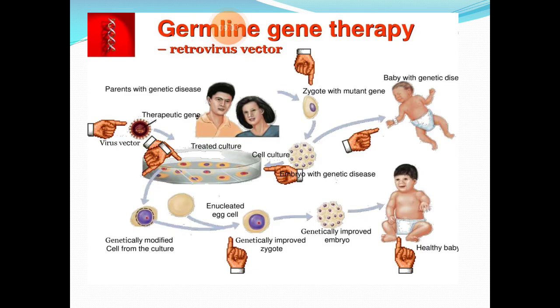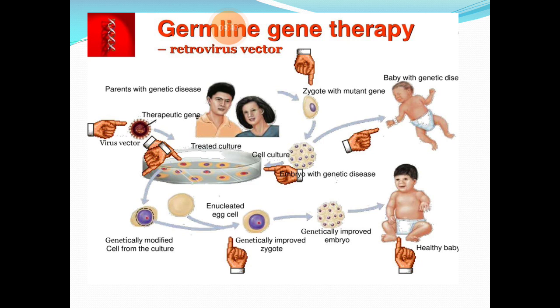Okay. Now, this slide will tell you what exactly is done in germline gene therapy. See, here you can see a couple. They are the parents with a genetic disease. They have a bad gene in their constitution. So the male produces the sperm and the female produces the ovum, and the sperm fertilizes the ovum to produce a zygote with a mutant gene, with a bad gene or with a dysfunctional gene.